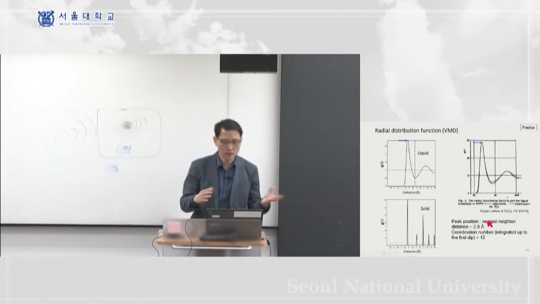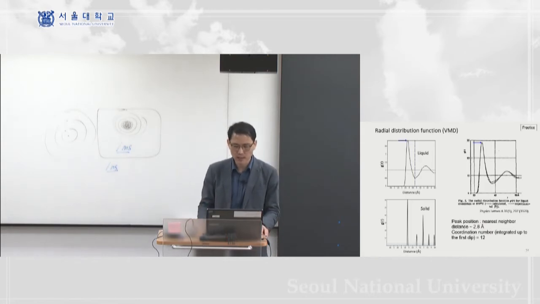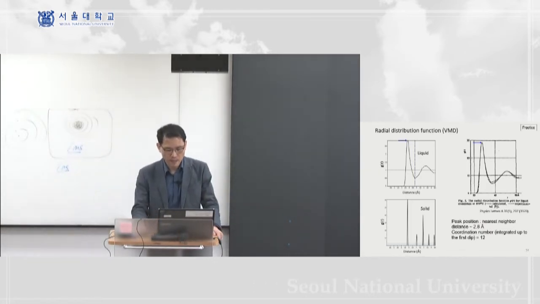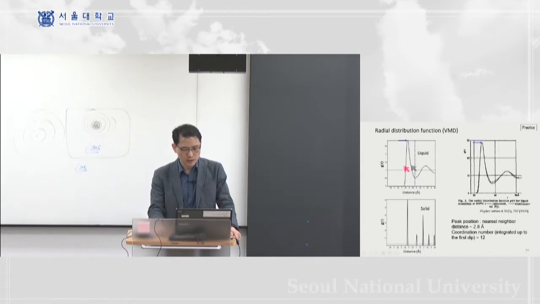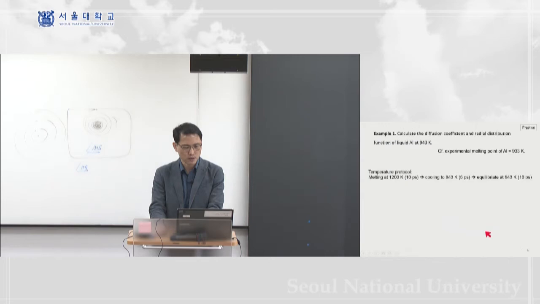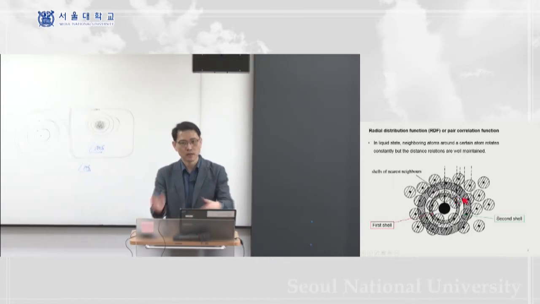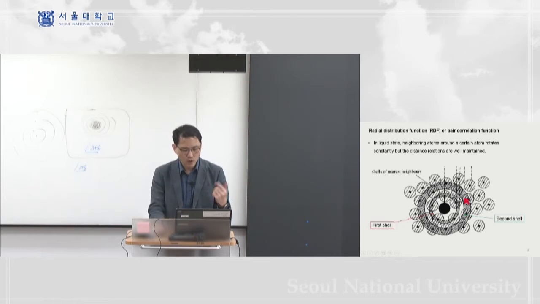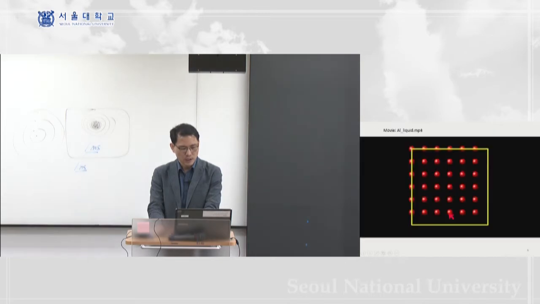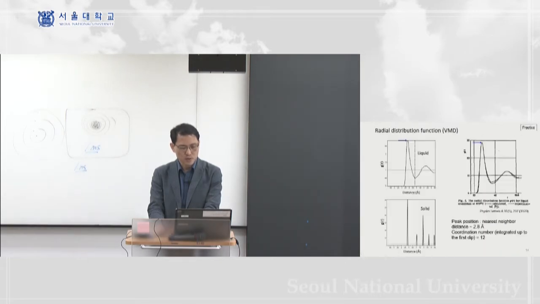All right, which is maybe slightly longer than the solid phase. And also you can obtain the coordination number. Coordination number is the number of atoms in the first shell. So in the first shell you have more or less some well-defined number of atoms, right? Even though it is dynamic, it is not fixed. So atoms are exchanging their sites. However, on average you have a specific number of atoms in the first shell, right? So this first shell, this is called the coordination number, like in a solid.